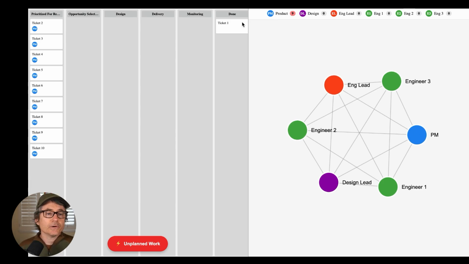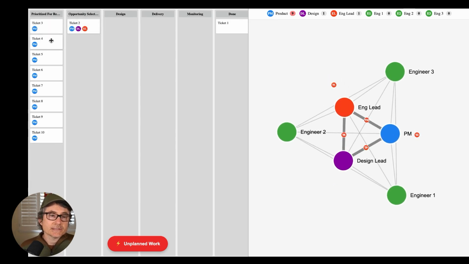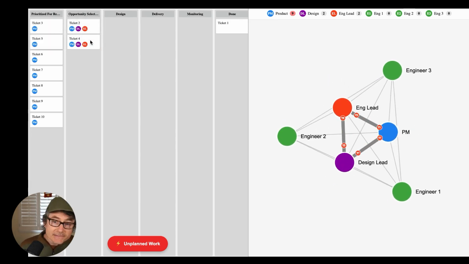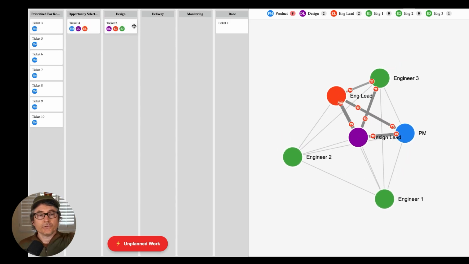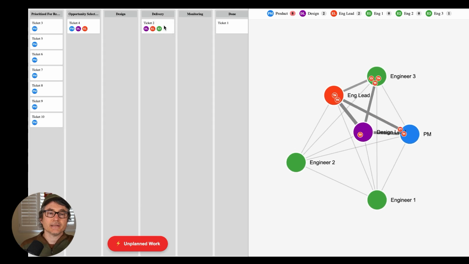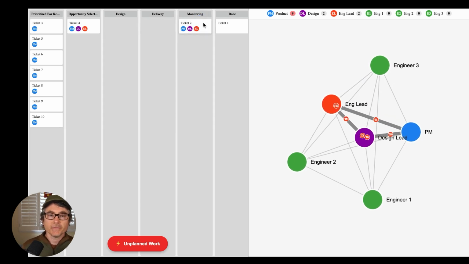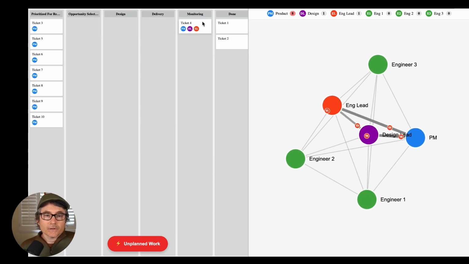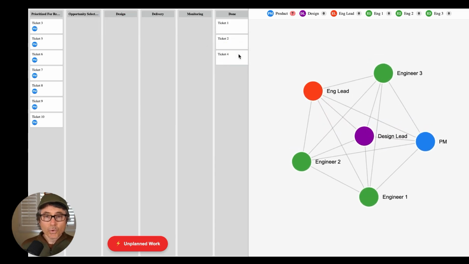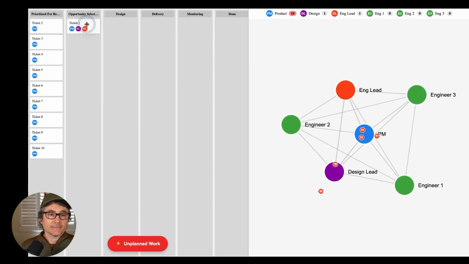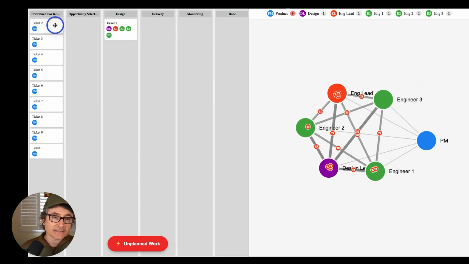Okay, simple enough. Now, what tends to happen, of course, is that you have two things that people are working on. Then you move one of the tickets to design, and you move one of the tickets over to delivery, but you still have that one over there in opportunity selection. You move this over to monitoring, which involves those people, and you make this done. Now, as teams load up with more and more work, you tend to see something that looks like this.